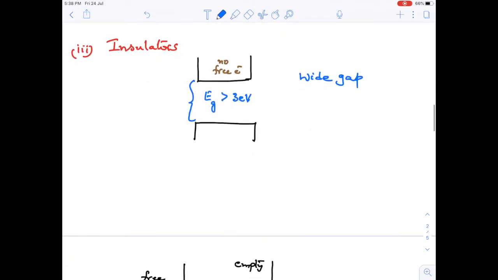Now in insulators, you have a wide gap. The gap is greater than 3 electron volts, and therefore there are no free electrons. The electrons cannot jump across this gap because it is a large gap. So they will not be able to move from the valence band to the conduction band. Therefore there are no free electrons in the conduction band, and therefore there is poor conductivity in insulators.